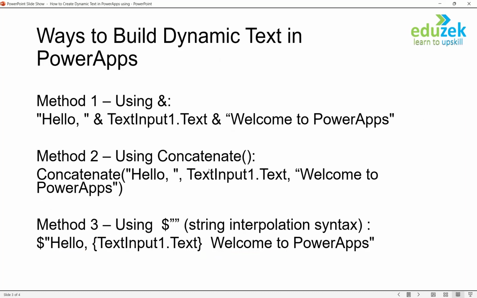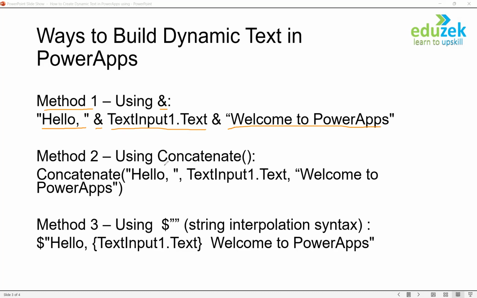So three ways to write it in PowerApps. Method 1 using ampersand or and symbol or and operator. So this is the text, ampersand, and this is a dynamic value. We're taking it from the text input control. And this is a text. We're combining this using ampersand.